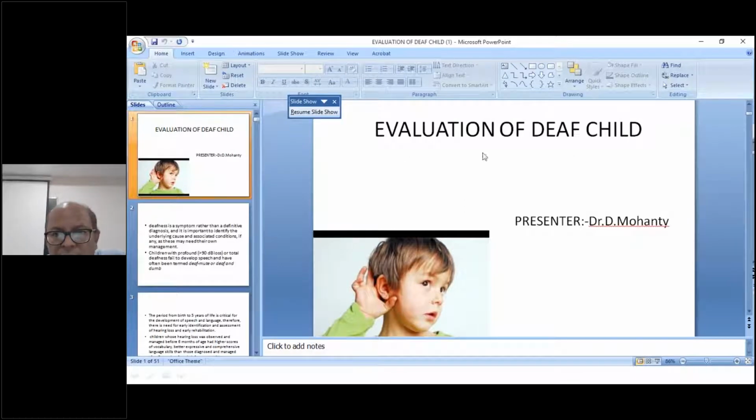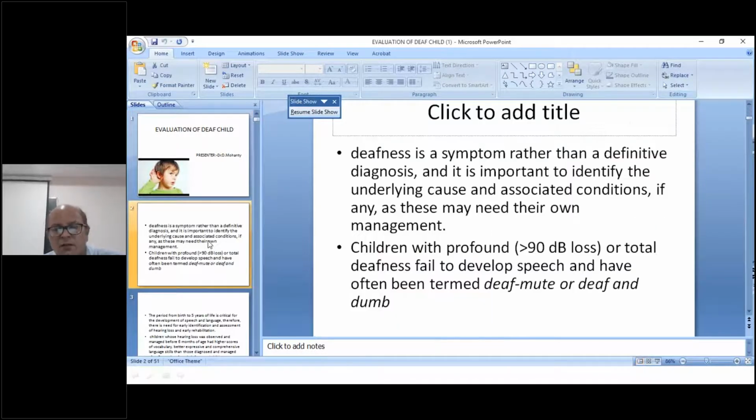So we'll go ahead with the evaluation of a deaf child. So what is deafness? It is a symptom rather than a definitive diagnosis, and it is important to identify the underlying cause and associated conditions, if any, as these may need their own management. Deafness is a symptom, but there are hundreds of causes for deafness.